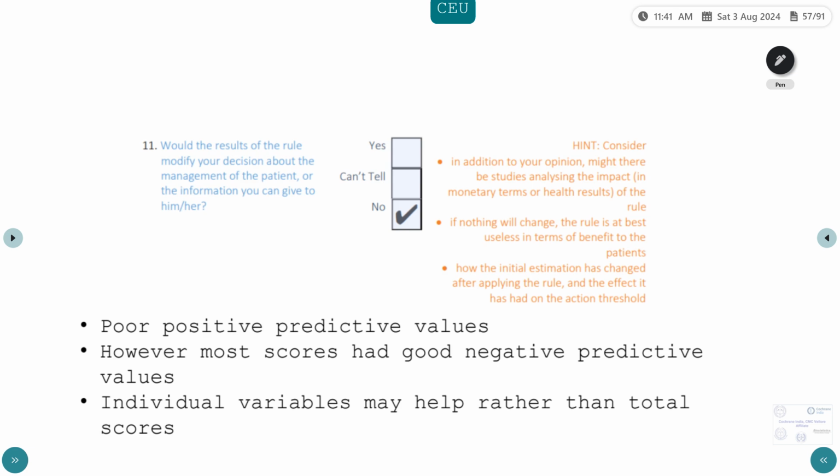Now, will it change or modify the decision about management of the patient? First of all, the scores had poor positive predictive values. The negative predictive values were good for a lot of the scores. But I would use the individual variables, like we saw that right ventricular dysfunction and troponin together had a good odds ratio. So it would be better to use individual variables rather than a complete score for our clinical decision making based on this.